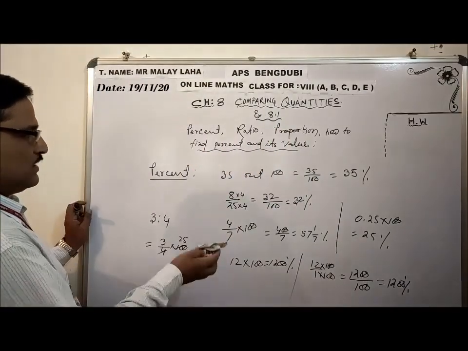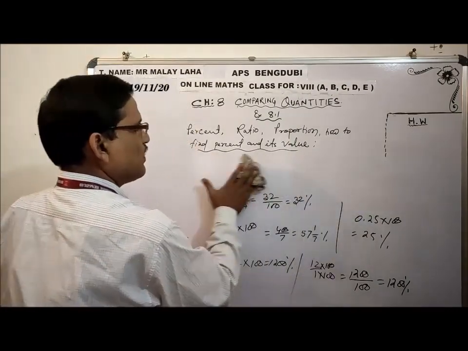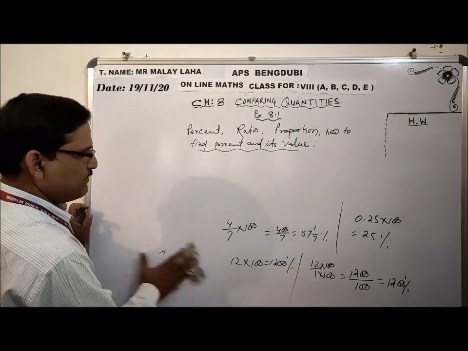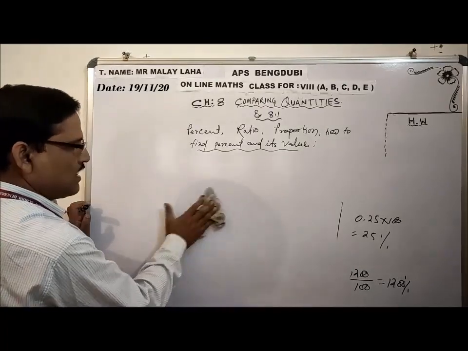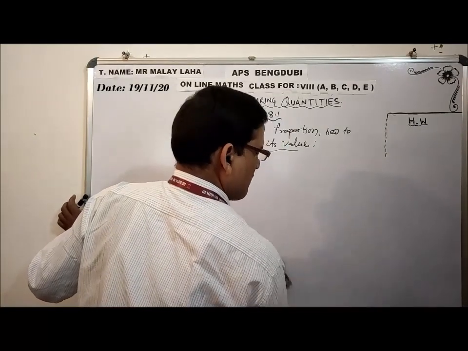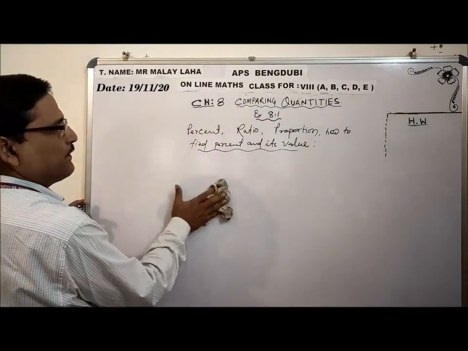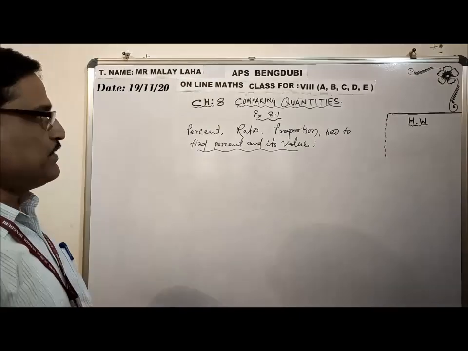Now I will start stepwise. First I told you what percent means. Percent means when we compare any number out of 100, then the result is the percent. Okay? Clear? Now coming to the ratio.